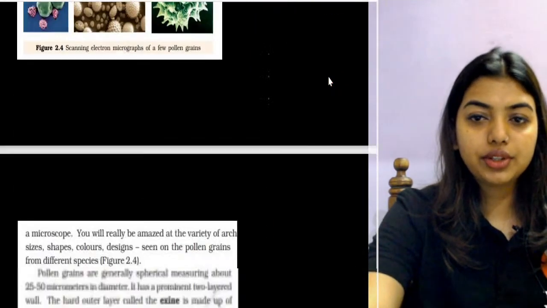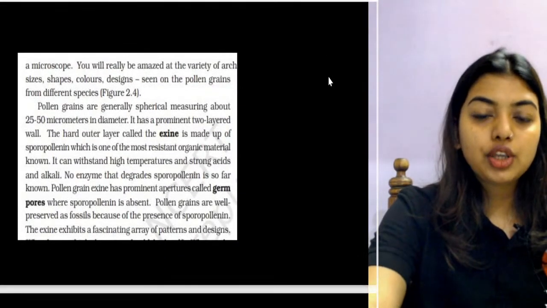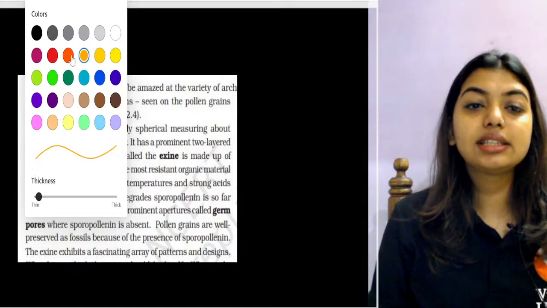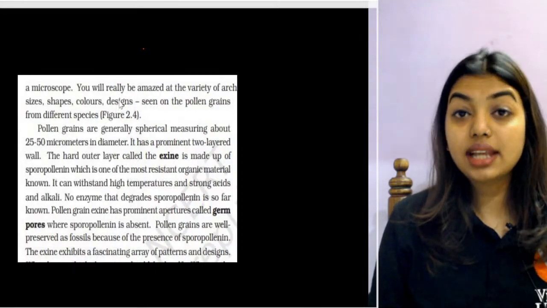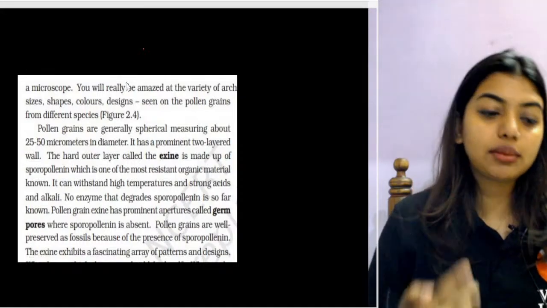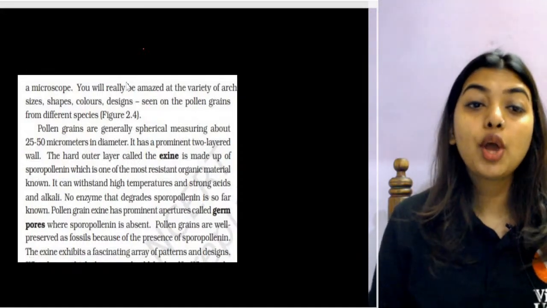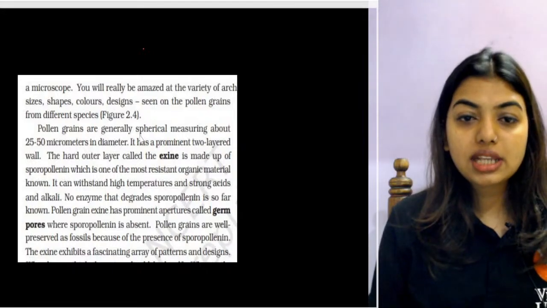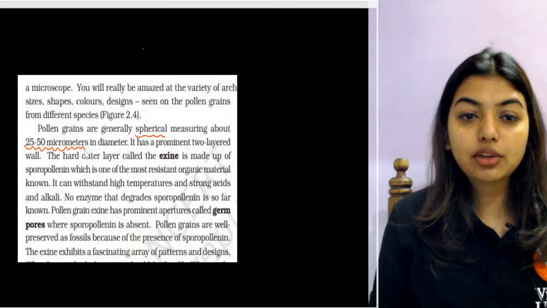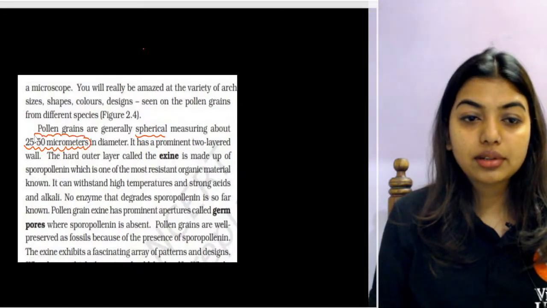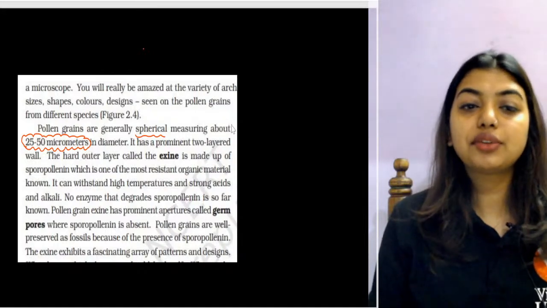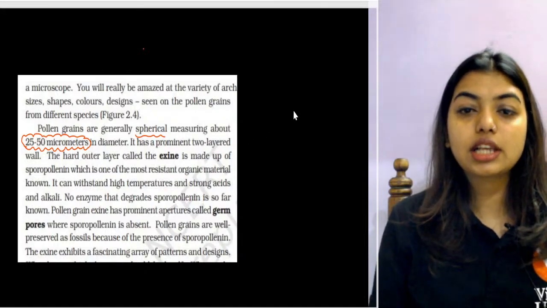Now let's go further. You will be really amazed at the variety of shapes, sizes, colors and designs that are seen on earth, like the pollen grains. If you see each of them under a microscope, we will be amazed at the beauty of it. Now pollen grains are generally spherical, measuring about 25 to 50 micrometers in diameter. It has two prominent layers.